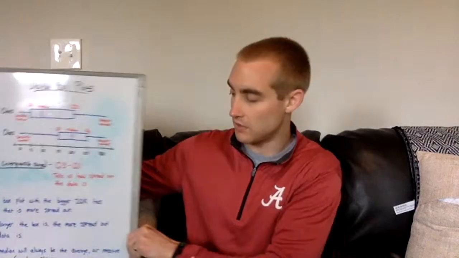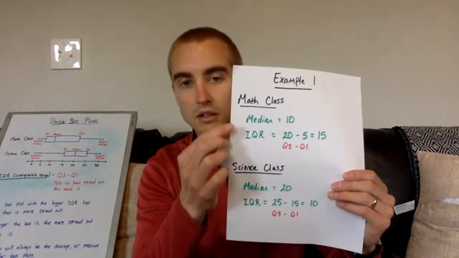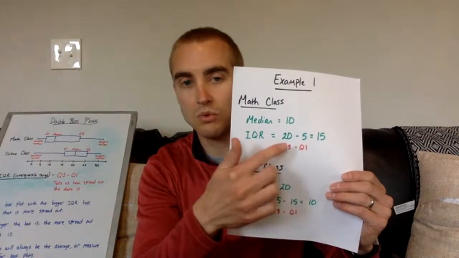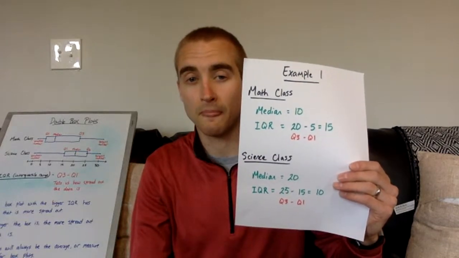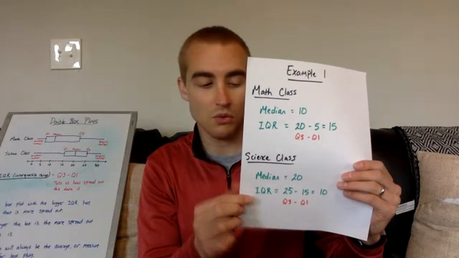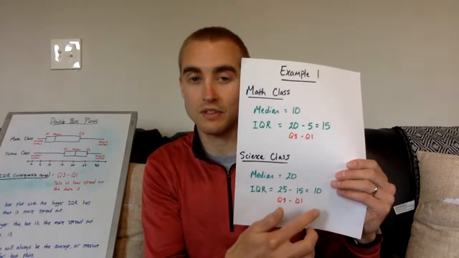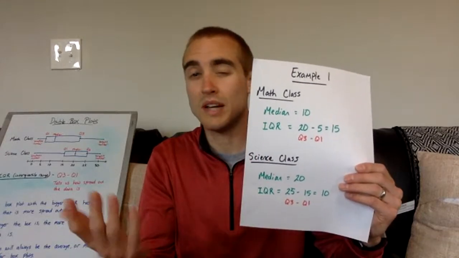25 minus 15. So putting all of that together, for math class, the median is 10, and the IQR, Q3 minus Q1, should give you 15. For science class, the median was 20. The IQR, 25 minus 15, is 10. And so that's all that you have to do. You don't have to say anything else.